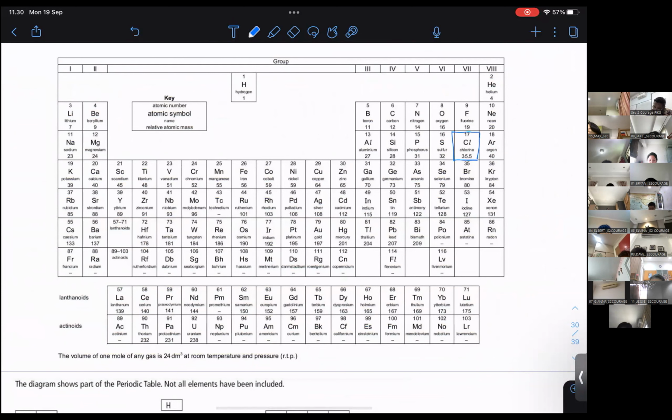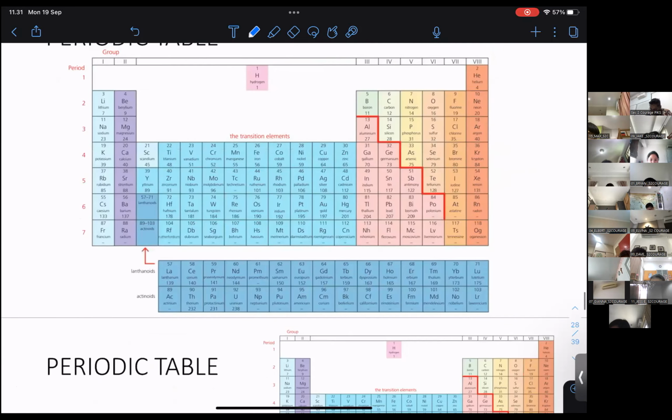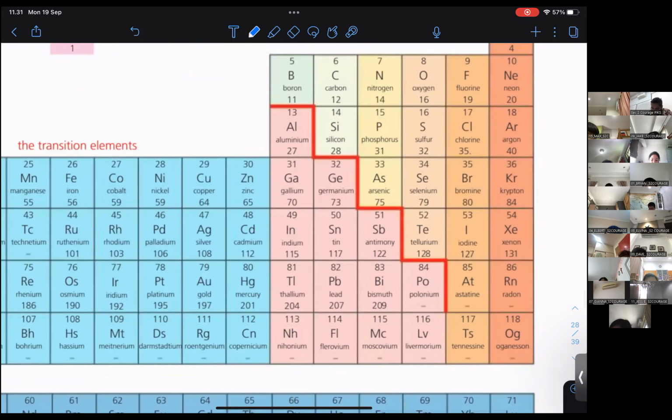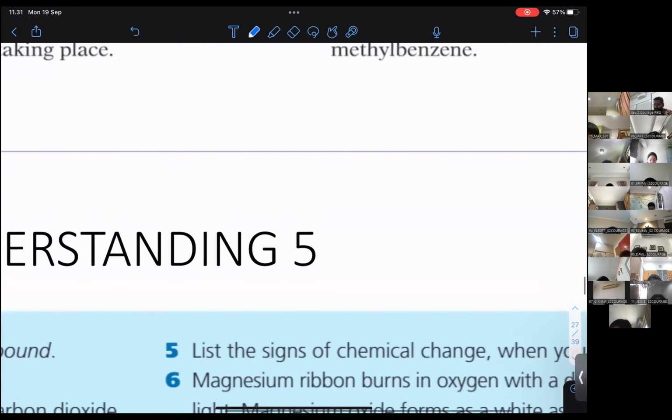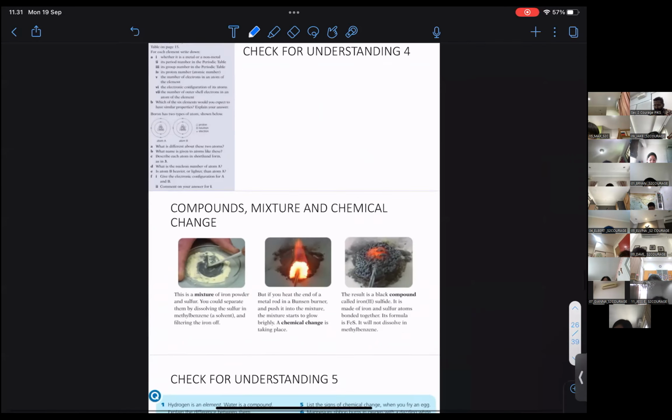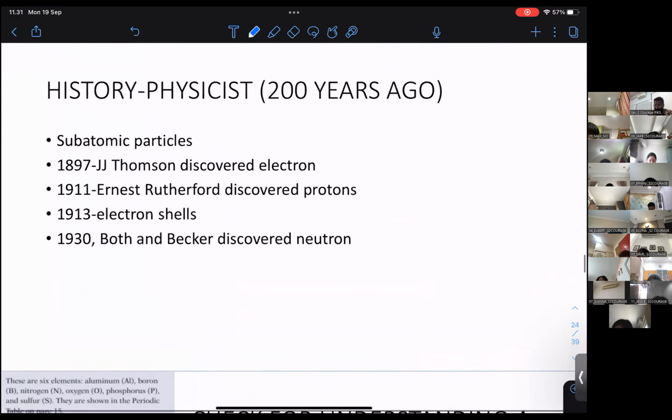Here, for chlorine, the mass is 35.5. I think maybe in your textbook it's actually an error, or they maybe forgot to put 35.5 in the new textbook, but it's not 35. Why suddenly do you have 35.5?